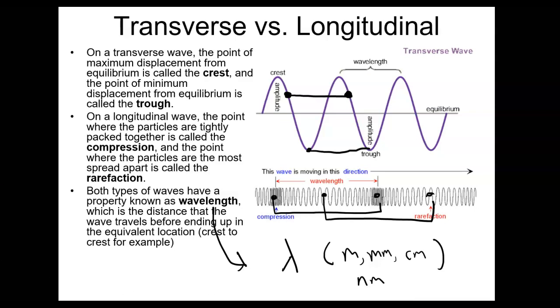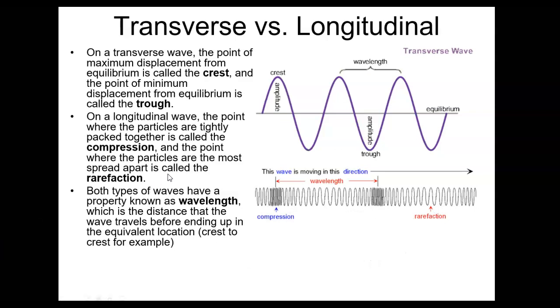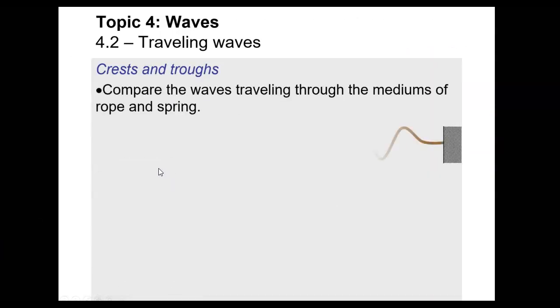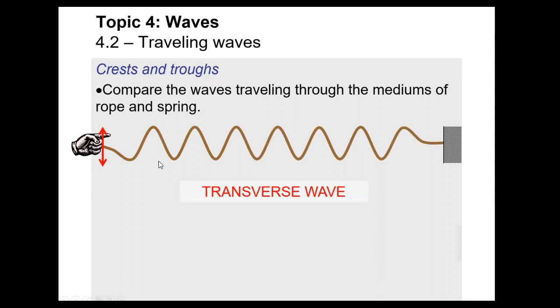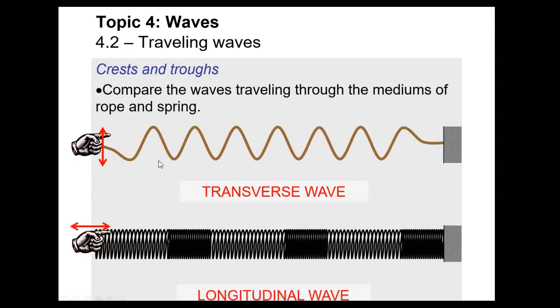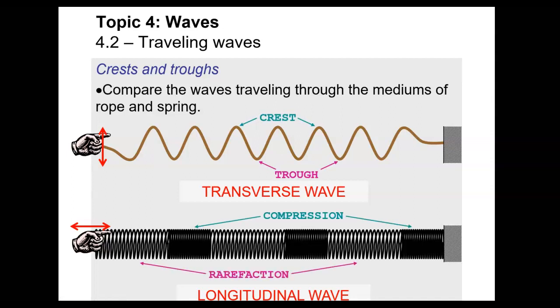All right, so let's go to the next slide. Okay, so we talked about transverse waves and longitudinal waves already. This is just showing you the difference between crests and troughs, compressions, and rarefactions. So if you didn't get that in your notes before, make sure you get that down.